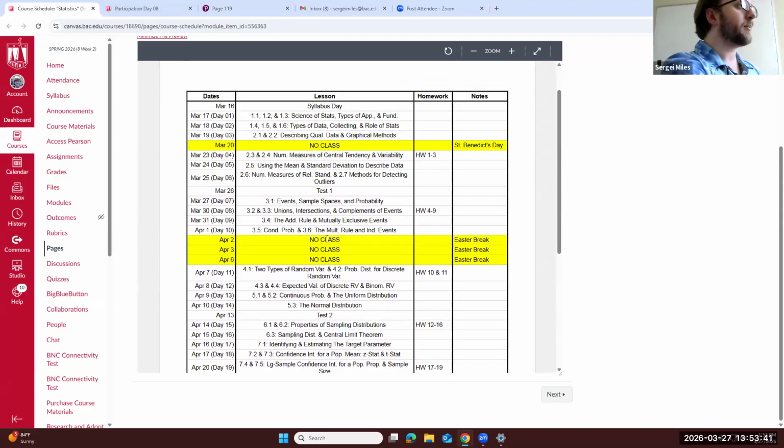Now we do have the Easter break coming up, so there will not be any lecture material for those days. So take those days as a break, take a breather. You don't have to work on anything. Or you can use that time to catch up on any homework or lectures that you've missed, or go back and make sure you're ready for the material.